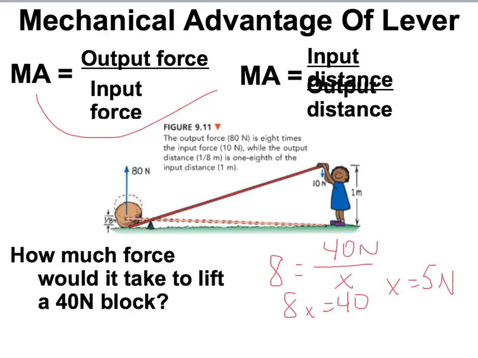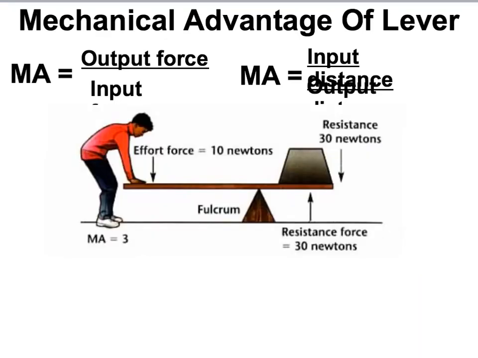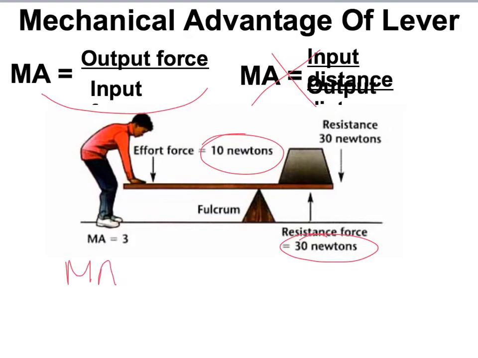Let's try this other example with a different lever. So here, what's the mechanical advantage? Well, let's check it out. It gives us a lot of information. It doesn't give us anything about the distance, so we're not going to use that one. Instead, we'll use this formula. Mechanical advantage equals output force, 30 newtons, divided by input force, 10 newtons. And the answer is right here, so that's a good clue. 30 over 10 equals 3.